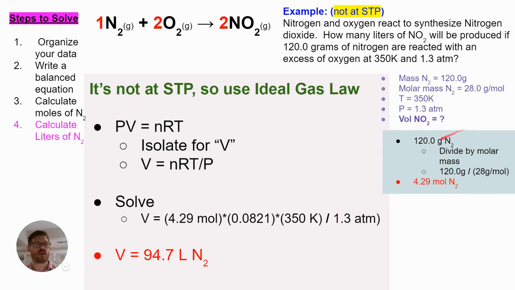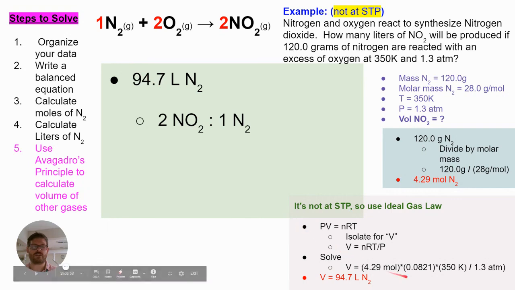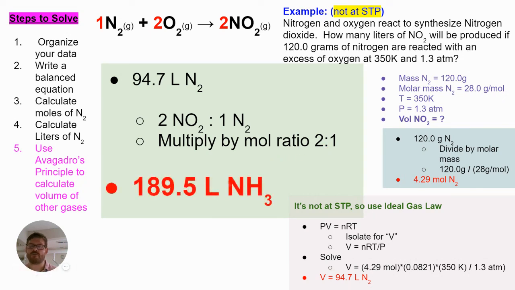What we're trying to find is the volume of nitrogen dioxide. But we took the hard work now and we found the volume of the nitrogen gas, and so all that's left to do is use Avogadro's principle to calculate the volume of any other gases. So just like in the previous example, we have a mole ratio of 2:1. There's 2 nitrogen dioxides for every 1 nitrogen. So since we already know the volume of nitrogen, we're going to just double that. Multiply by the mole ratio 2:1. So our final volume of the nitrogen dioxide is going to be 189.5 liters.